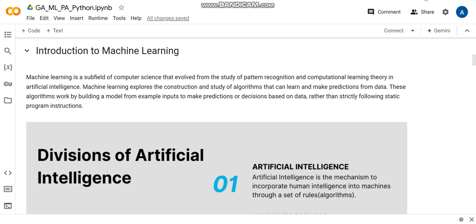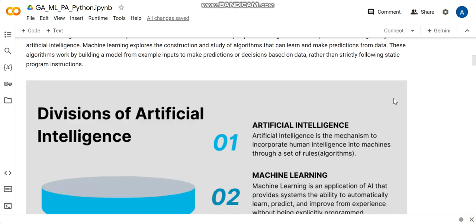Introduction to machine learning. Machine learning is a branch of artificial intelligence focused on creating algorithms that learn from data. Instead of relying on predefined rules, machine learning enables computers to make predictions and decisions by identifying patterns in data.